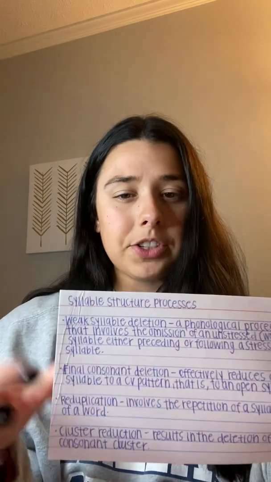So the last one were the processes. So the first one being the syllable structure processes. What I did is I did a card for each one, instead of doing individual cards for each one of these, just to keep them all together and organized. So I've got the weak syllable deletion. That is a phonological process that involves the omission of an unstressed or a weak syllable, either preceding or following a stressed syllable. And then another one is the final consonant deletion.